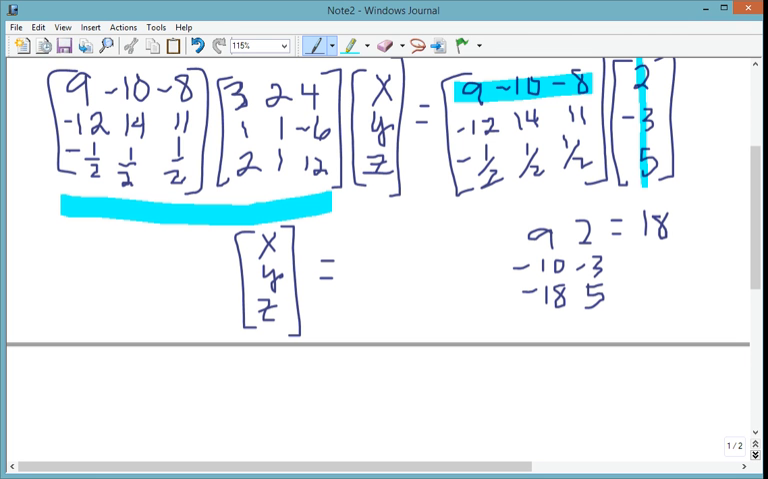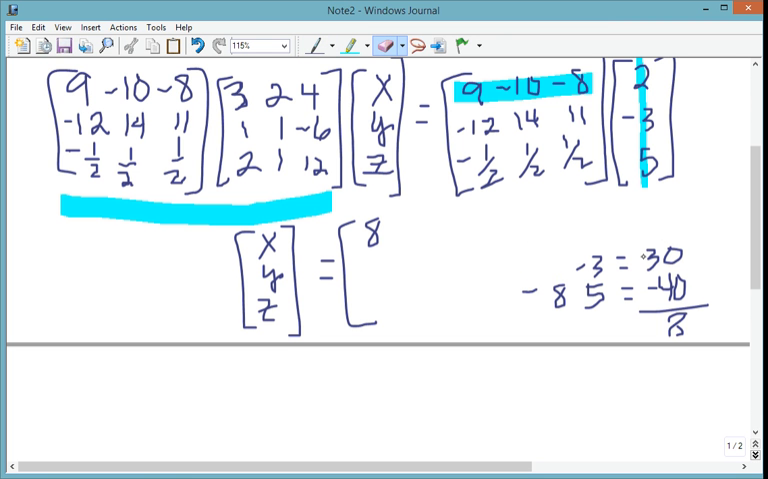I get 18, and I get 30, and I get negative... wow, that was not an 18. Sheesh, that was an 8, and negative 40. Okay, so 30 and negative 40, that's negative 10, and 18, that's an 8. Okay, so the first number is 8.